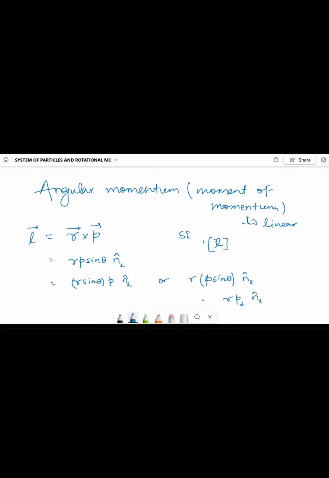So you can write angular momentum equals to this thing, or this thing, or this thing. So if this angular momentum is analogous to linear momentum in the case of rotational motion, the torque should be related to it the same way as the linear momentum is related to the force. That is, the time derivative of this angular momentum should be related to torque. Just do what will be dL by dt.